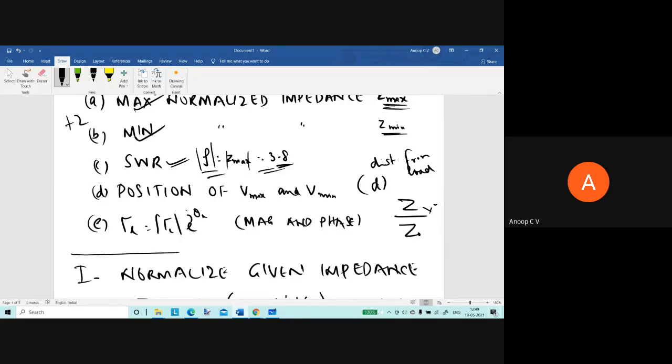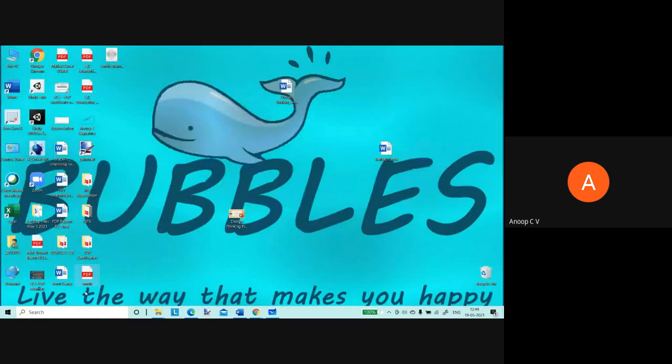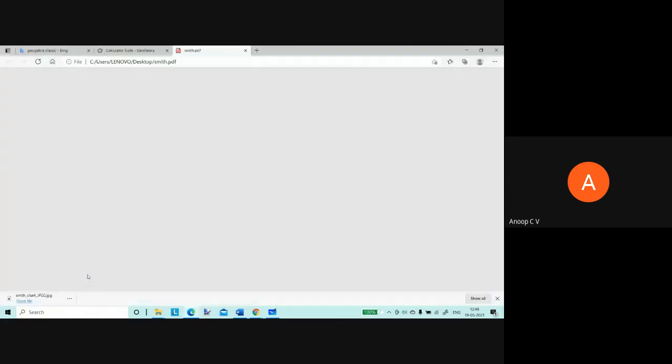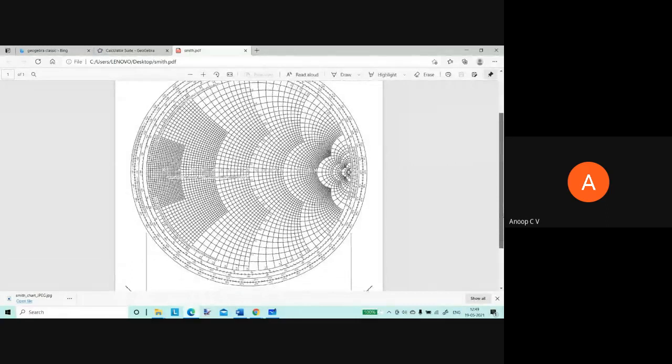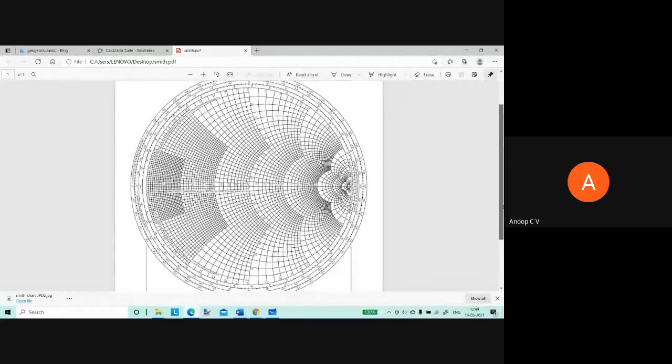Then we have to find the position of Vmax and the position of Vmin. For that, I'll have to introduce you to some more things in the Smith chart. So I have another PDF Smith chart here, which has a good resolution. I will use this. I can't export it there because it is a PDF. If I could convert it into JPEG, I could have exported it there, but not a problem.